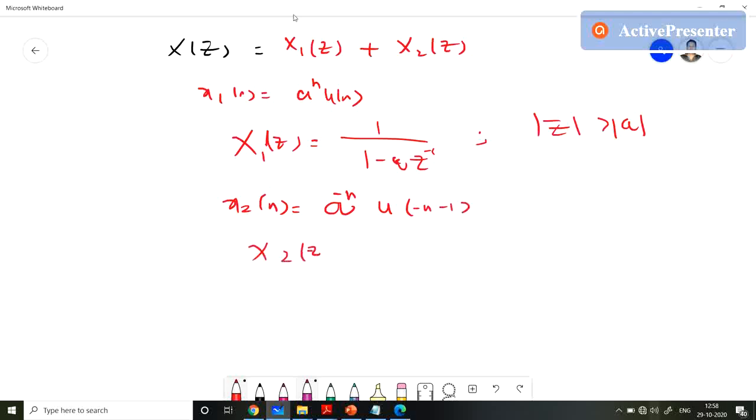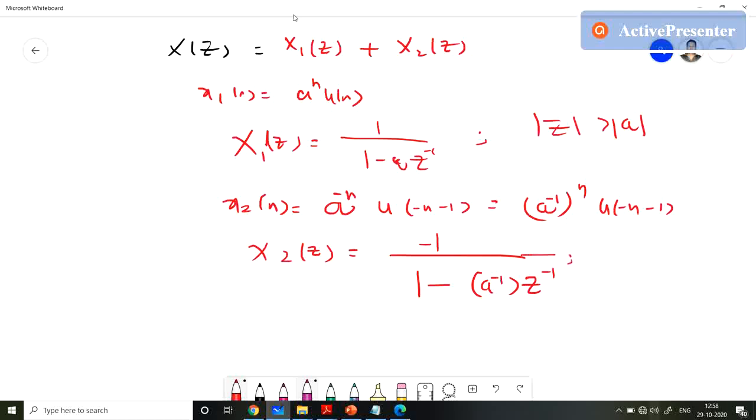So the Z transform X(z) is, if we find out, we can write it in this manner. We can write it as minus 1 raised to the power n, u[-n-1]. So the Z transform is minus 1 divided by 1 minus A inverse Z inverse, and the ROC is modulus of Z less than A inverse.